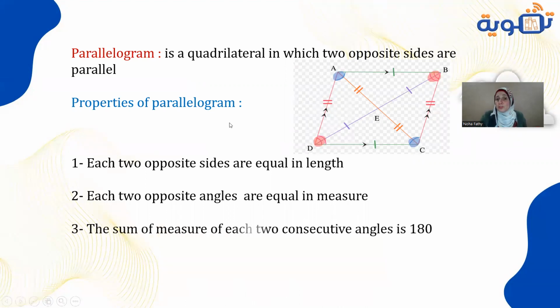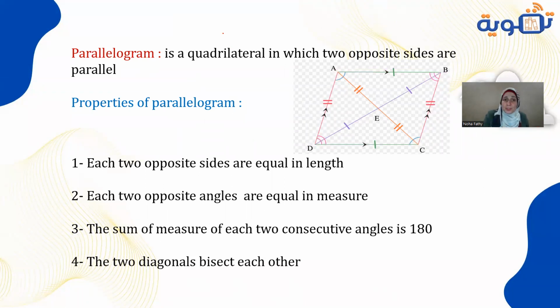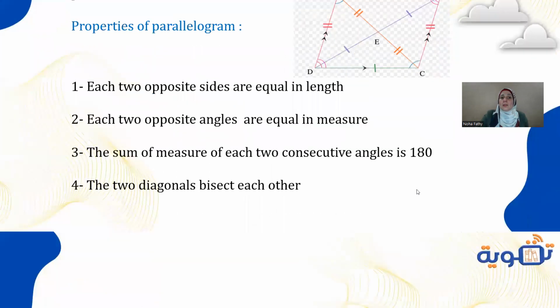The sum of two consecutive angles is 180. What is the meaning of consecutive angles? It means angle B with angle A, they are consecutive because they are lying on the same line. Or angle B with angle C, they are consecutive or adjacent angles. And here, the diagonals bisect each other. It means the intersection point between the two diagonals divides them into equal parts. It means EB equals ED and EC equals EA.